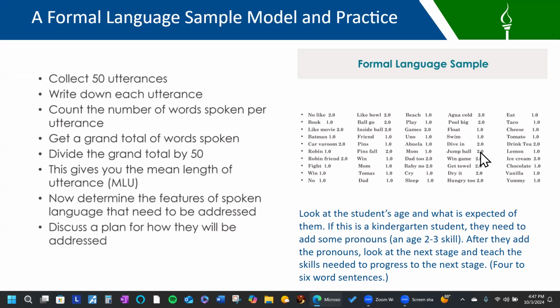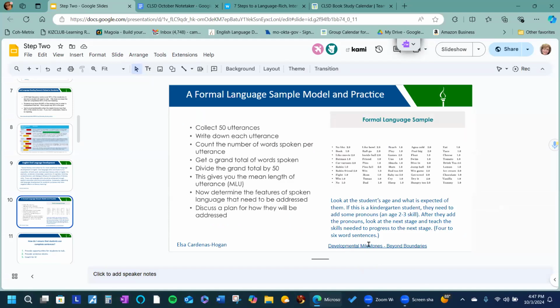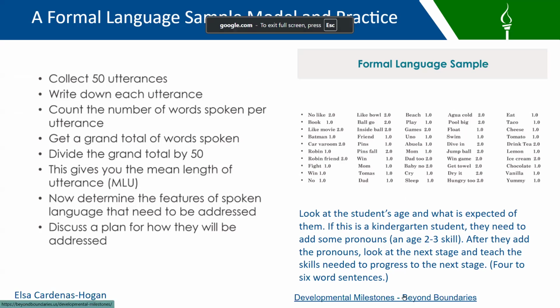And so she looked at that, and then she looked at, and my screen is off the screen here. Hang on just a minute. Okay, there we go. So there's a link at the bottom of the screen here for developmental milestones. You can look at this chart, or any other developmental milestones that tell you how students develop with their language. And so she looked at that chart to see where the student fell on it. So 2-word utterances was like an age 2-3 skill. So she looks at the next step to see what they need next.